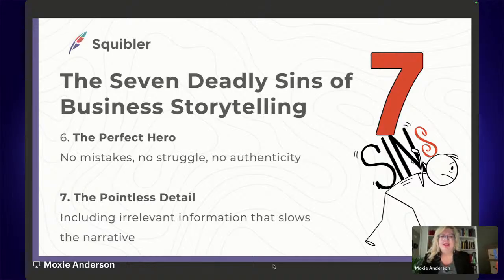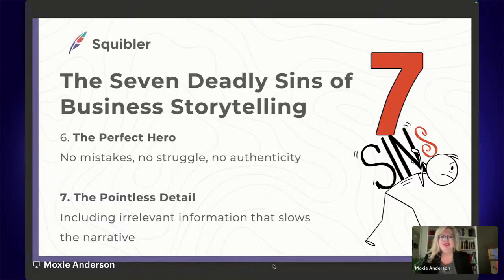This is a big one as well, and we avoid this in fiction for the same reason. You don't want to have the perfect hero. If there are no mistakes, no struggle, no authenticity in the business models or the stories that you're offering, it's very difficult for your reader to connect to it. So let us see the flaws, the mistakes, the failures. That's part of learning as well.